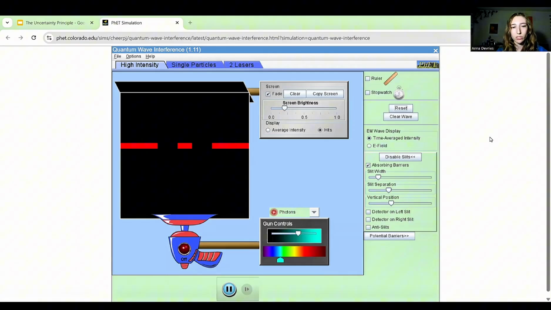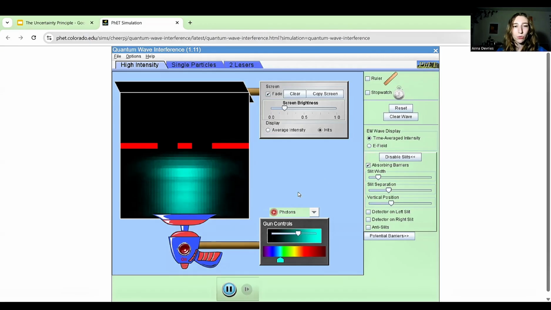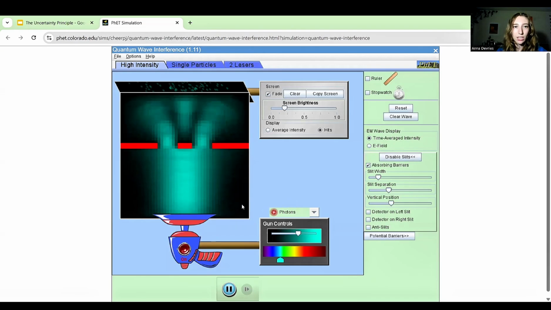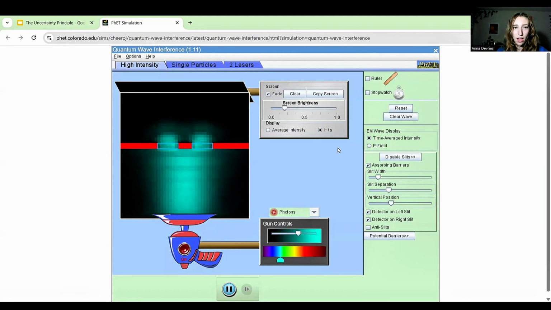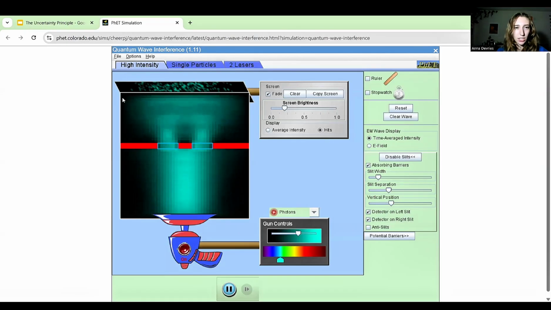I'm going to be using photons for this, but other particles are applicable as well. With no detectors on, we can go ahead and send those particles through the slits, and we can see that this really nice interference pattern forms. This is because the particles are acting as waves in this moment. But if we reset this and we add a detector to either slit or both, we can go ahead and send them through again, and we can see that this interference pattern goes away.